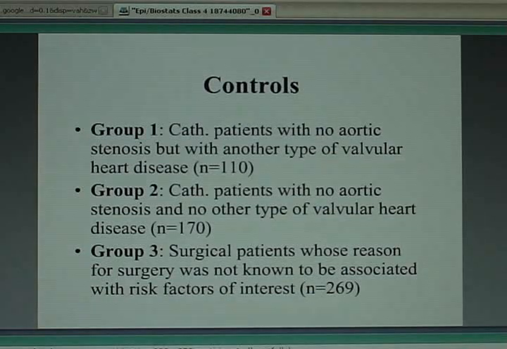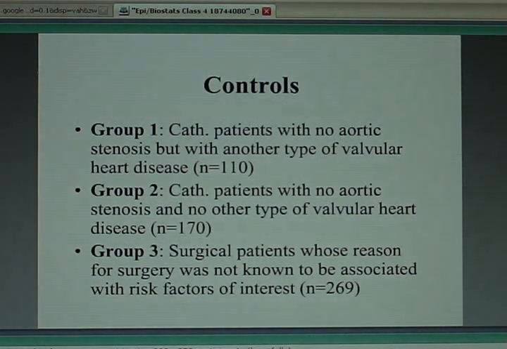The first two groups, 110 people in group 1, 170 people in group 2, were previously collected as part of the bigger study he was doing. He knew they had problems with those two studies, those two control groups. He didn't want to use them in his study as appropriate controls to compare to his 105 cases of aortic stenosis. And therefore, he went out and collected a new control group, 269 people.